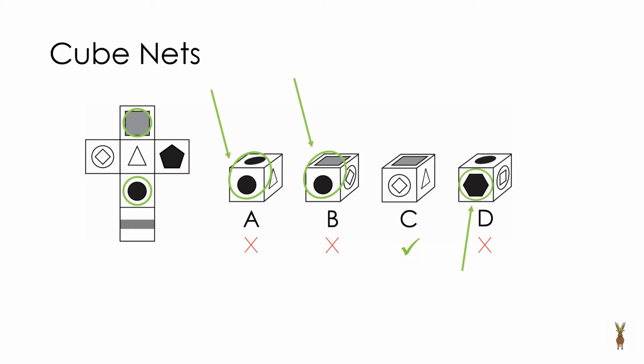When answering a question, eliminate the answers we know to be wrong one by one, rather than selecting the correct answer straight off. This avoids any silly mistakes.